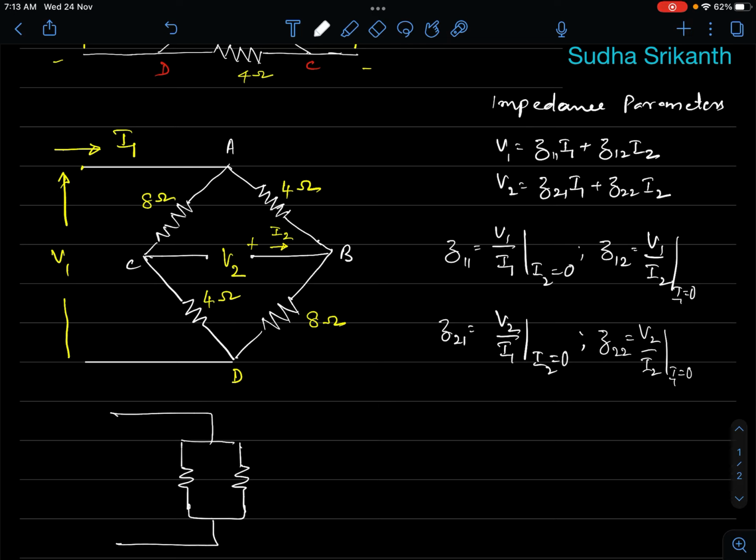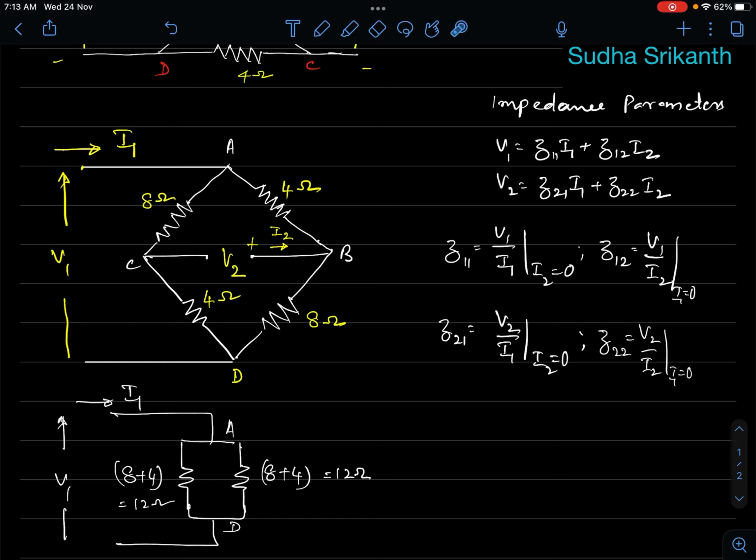Okay, this is 8 plus 4, which is 12. This is also 8 plus 4, which is 12. So this is my terminal A, this is my terminal D, and this is where I have my V1, and this is where I have my I1.